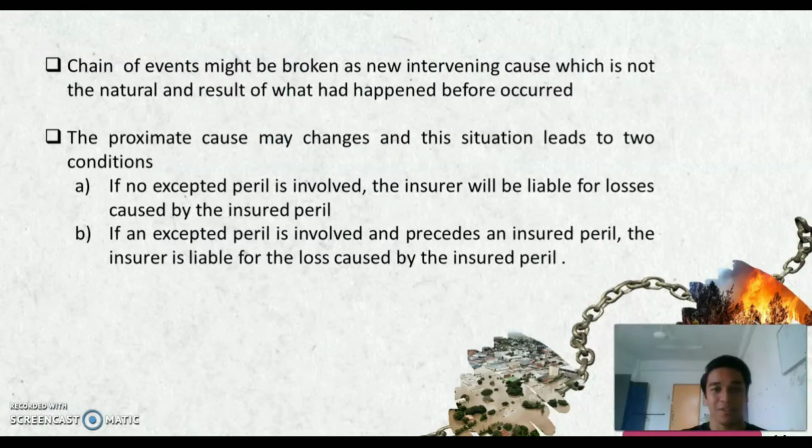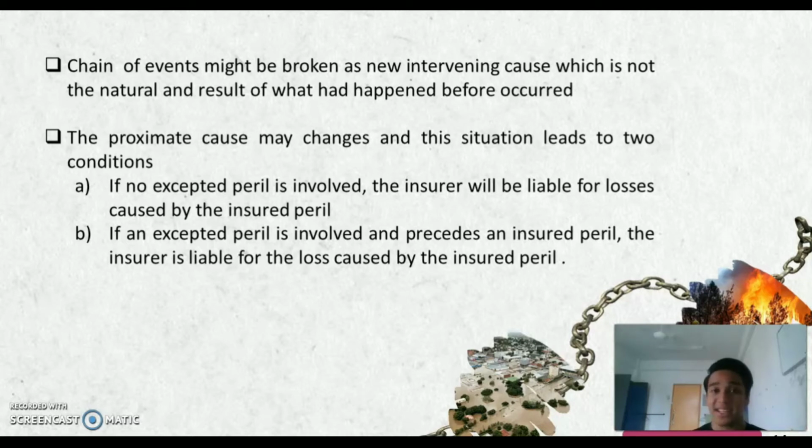So, moving on to the first part. As we know, the chain of events is one of the crucial parts in determining the proximate cause. However, we must realize that this chain of events has a possibility of being broken, as there might be a new intervening cause, and this new intervening cause is not the natural end result of what had happened before. This means that a new event will occur, and this event is independent of the previous event.